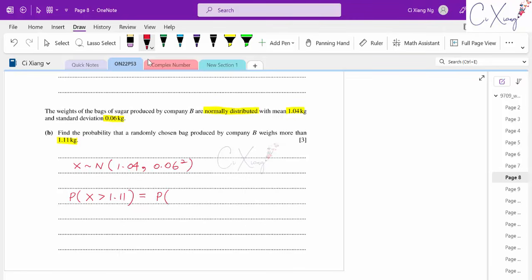Therefore, before we calculate the probability, we have to standardize it to become Z. So we have Z greater than the value of X, 1.11. The process of standardization is minus the mean, that means minus 1.04, divided by the standard deviation, so I have to divide it by 0.06. Get the value of Z to 3 decimal places. If you didn't make any careless mistake, it should be 1.167. To find the probability for Z greater than 1.167, I have to take 1 minus the value that I get from the normal distribution table.